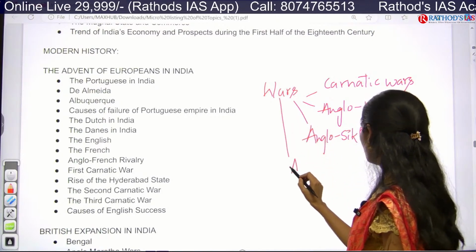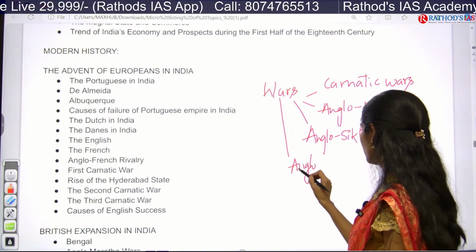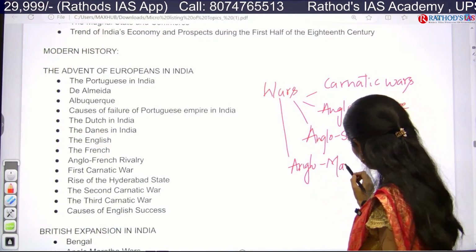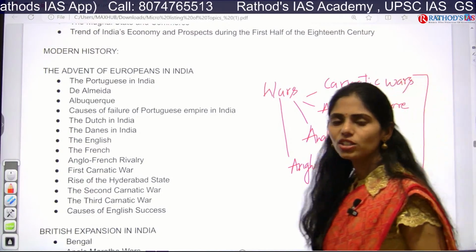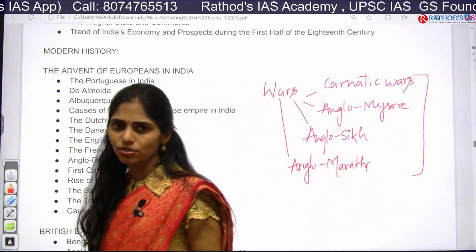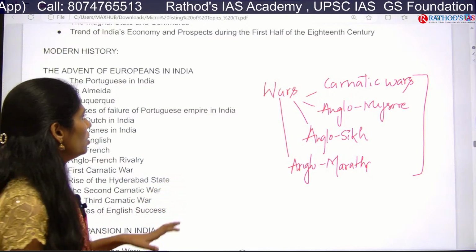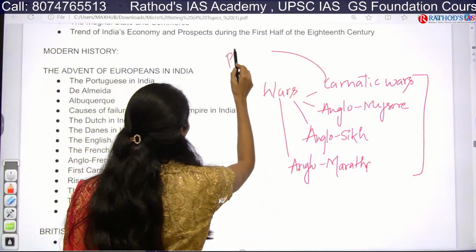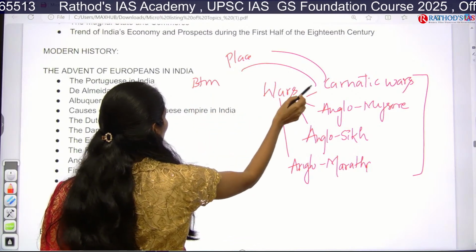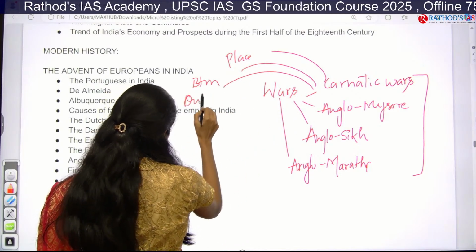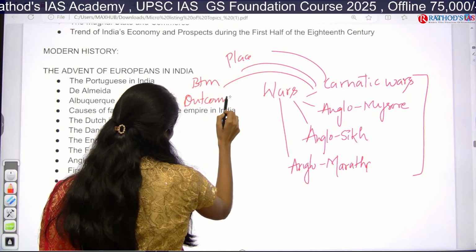Next one is Anglo-Maratha War. So these are the 4 series of wars you will be coming across in modern history. You have to know the place where it happened, between whom and whom, and what is the outcome or result of that war.